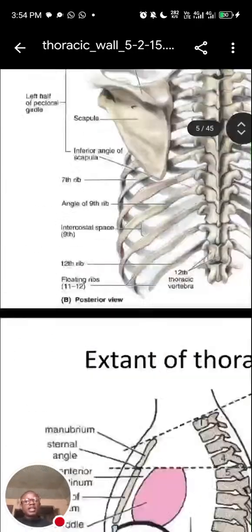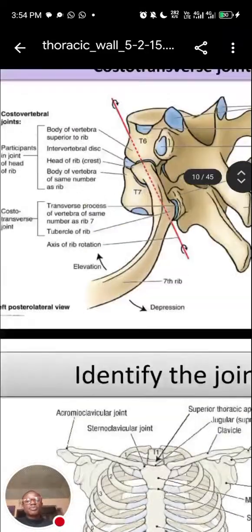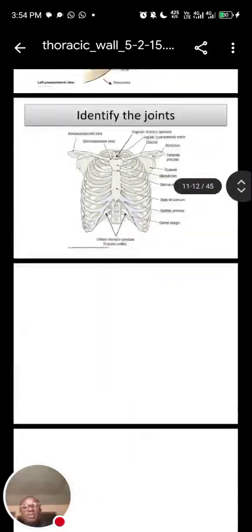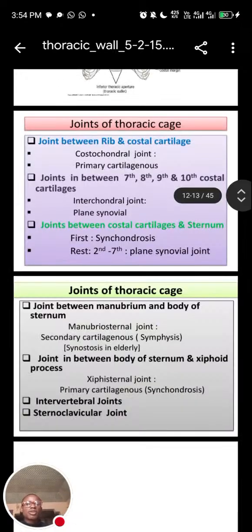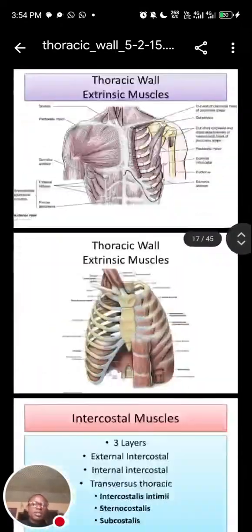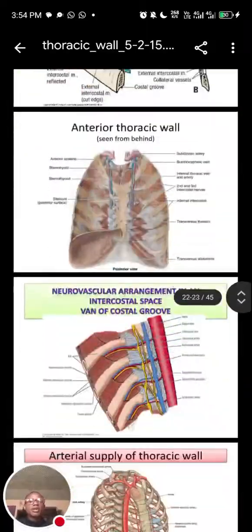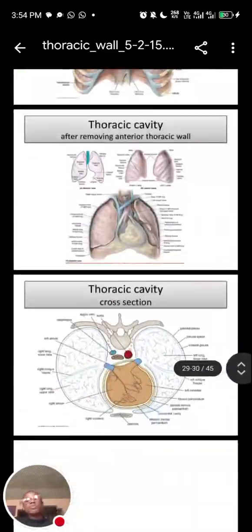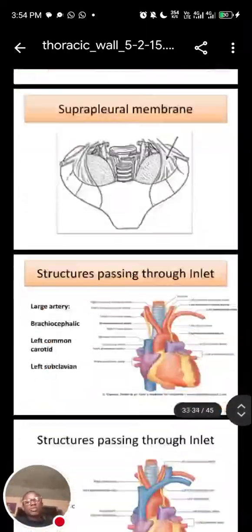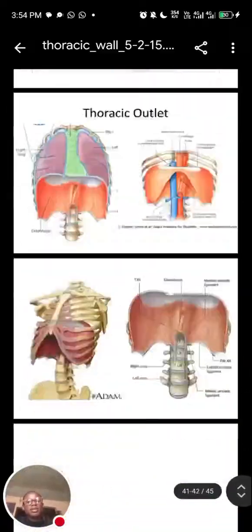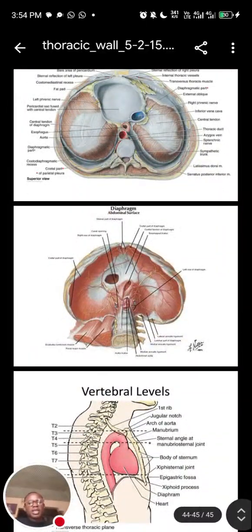Now, maybe in another material, not this material, we are going to see types of ribs. We'll see types of ribs based on true ribs and false ribs, and based on typical and atypical ribs, and all that. So that's that. All right, let's move on.